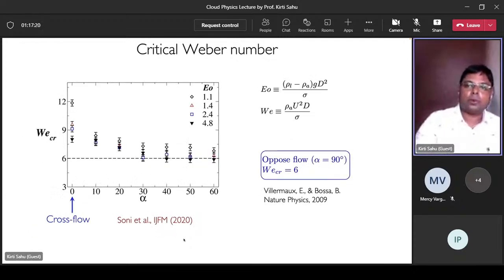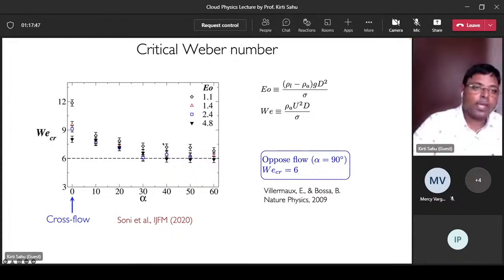This is to summarize the results of what we have discussed earlier. Here we have critical Weber number versus alpha. Alpha equal to 0 essentially is the cross flow, and alpha equal to 90 is opposite flow. And Bellurmarx and Bosa showed that the critical Weber number for opposite flow conditions is 6, and for cross flow it is around 12.